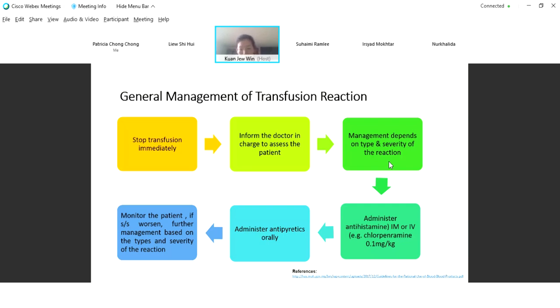If the patient is having a febrile non-hemolytic transfusion reaction, then I will administer the antipyretic for the patient. And then after all kinds of management, I will monitor the patient to see whether there is any improvement of the signs and symptoms. And if there is worsening of the symptoms, then I will proceed to further management.